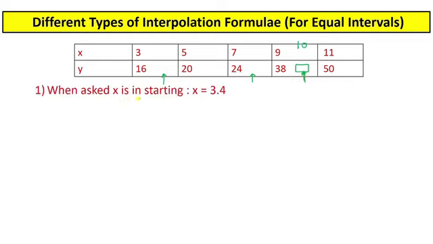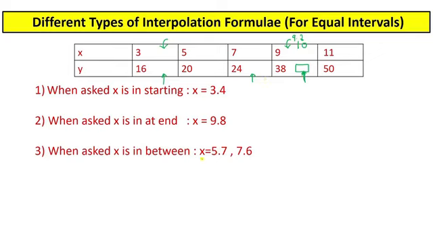For example, we can have x equal to 3.4. That means we can have x in the starting of this table, or we can have x equal to 9.8, which will come at the end. Now we can have x in between, for example 5.7 or 7.6, so it will be somewhere here or somewhere here. So the x value can lie in the starting, in the end, or in the middle. Depending on where the x value is lying, we have different formulas.